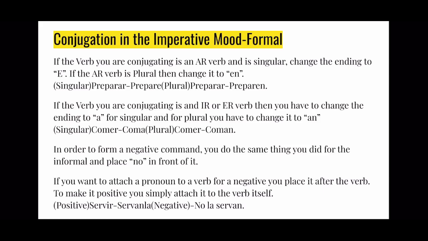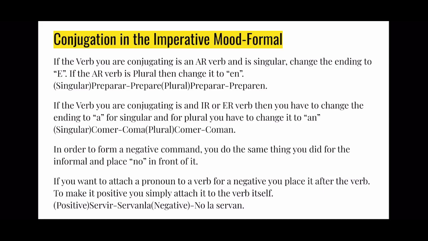So, as an example, we have the verb comer, and in the singular form, it is coma, and in the plural, it is coman. And in order to form a negative command, you do the same thing you did for informal, and just place no in front of it. So, for an example, you would do like, no preparar. So it's the same thing that we did for informal, you just put a no in front of it.